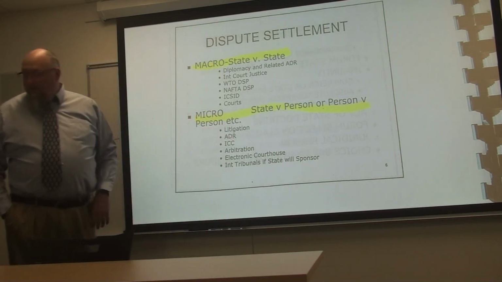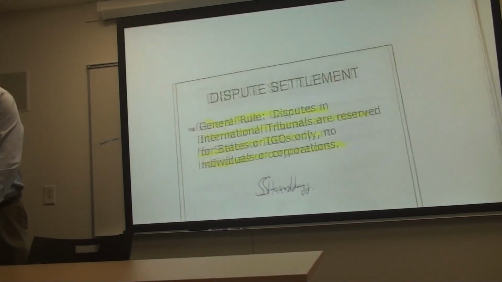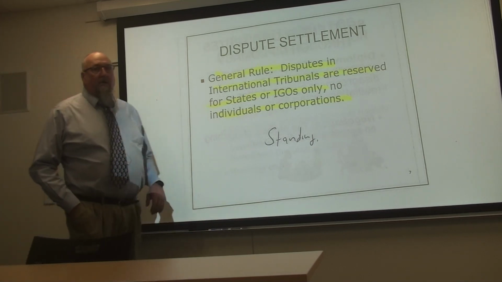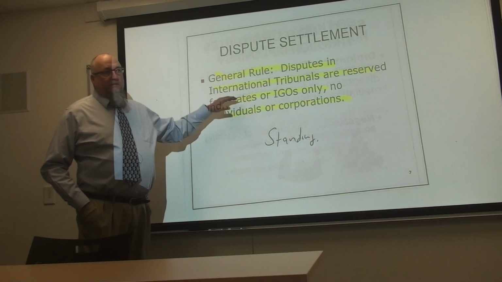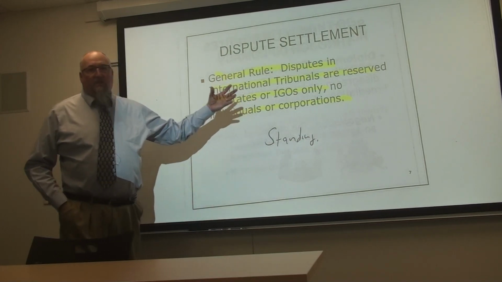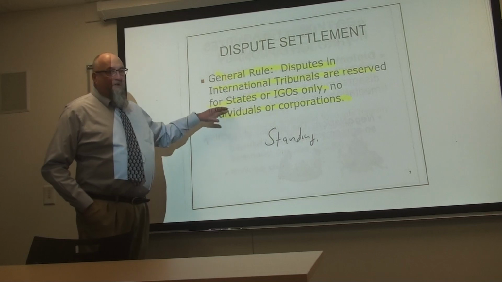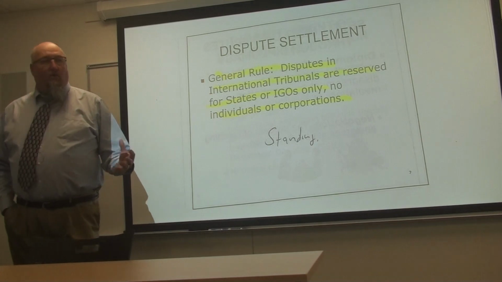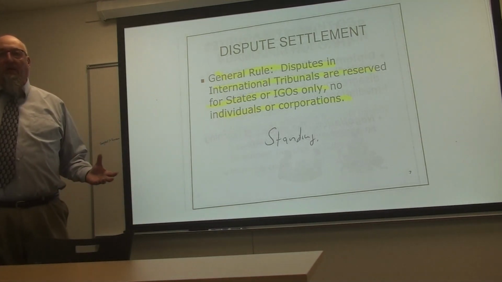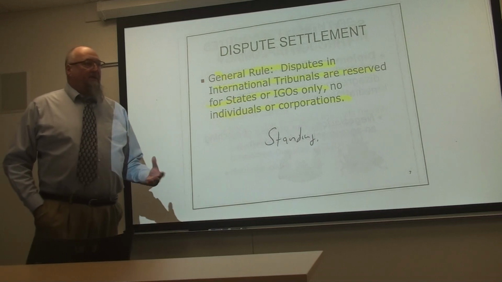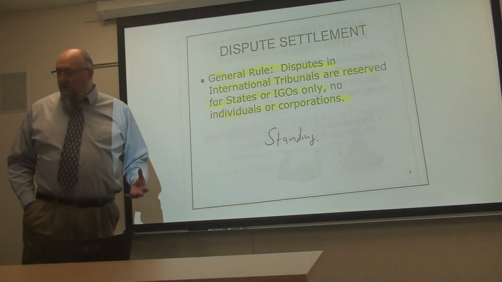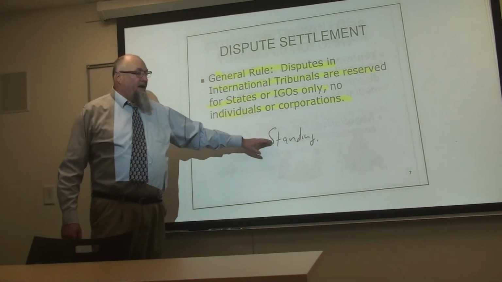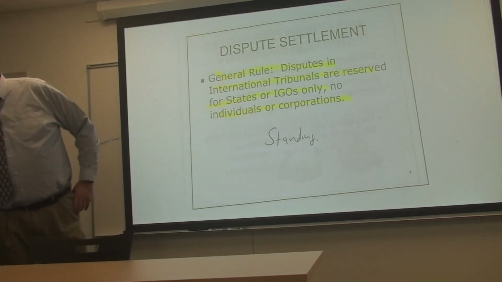So, next slide over, I want you to remember this here. And historically, the general rule is that disputes in international tribunals, such as the World Trade Organization, are typically reserved for states or IGOs only. And that is, no individuals or private corporations or other multinational enterprises that are not states. And that has historically been the rule of international law, that in disputes within the international law system, an individual did not have what we call standing. That's what I've written here.